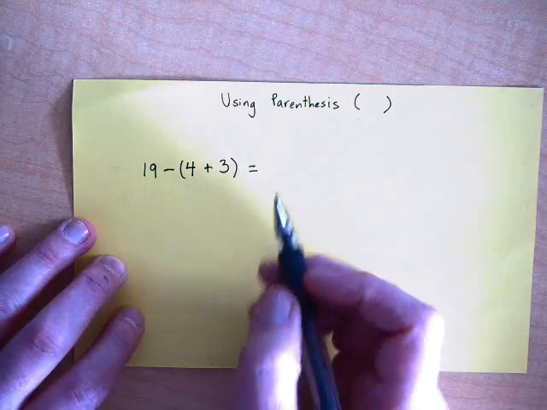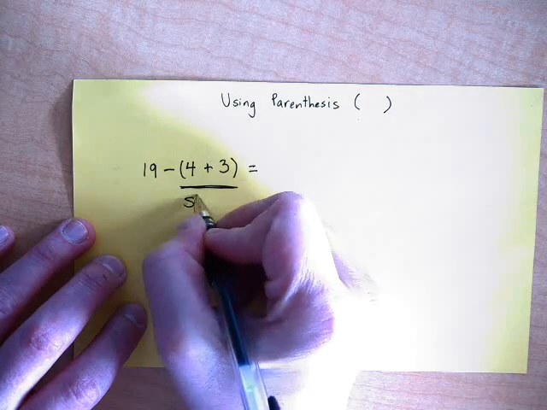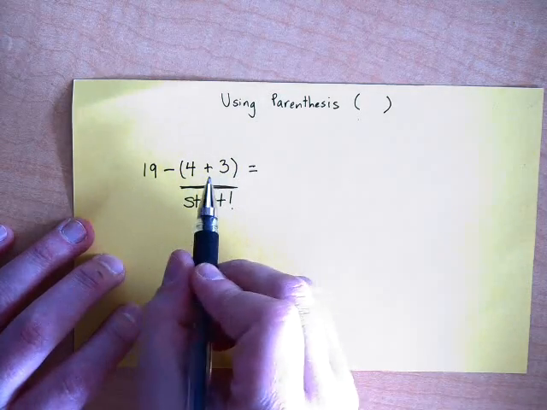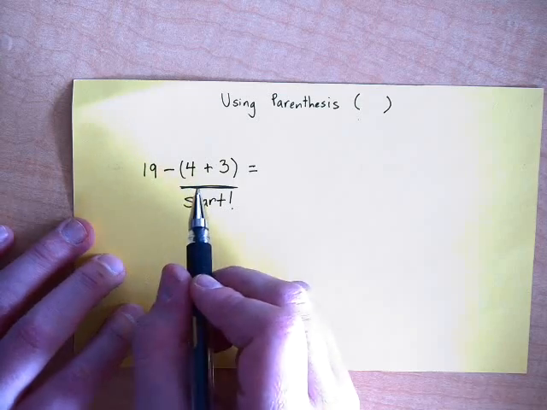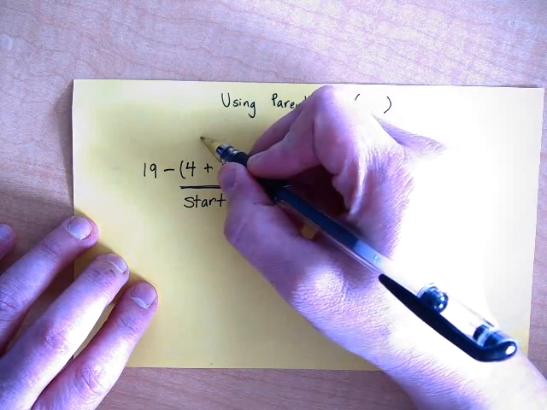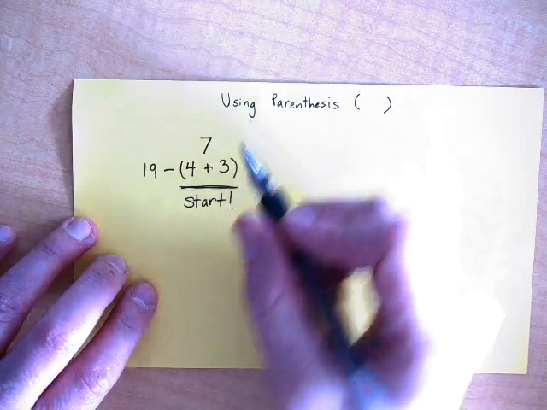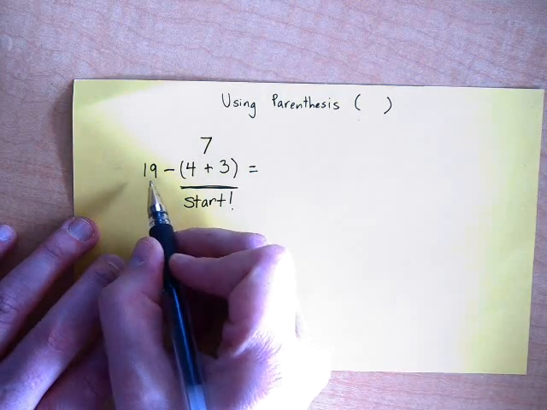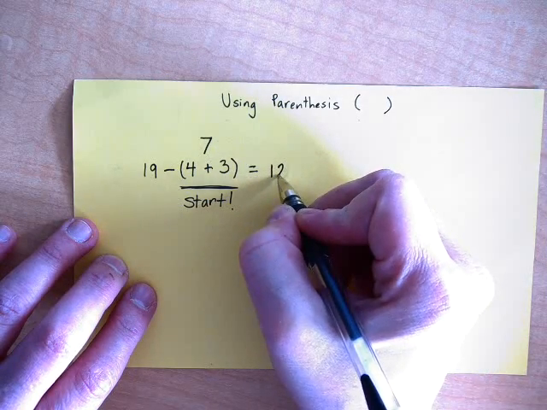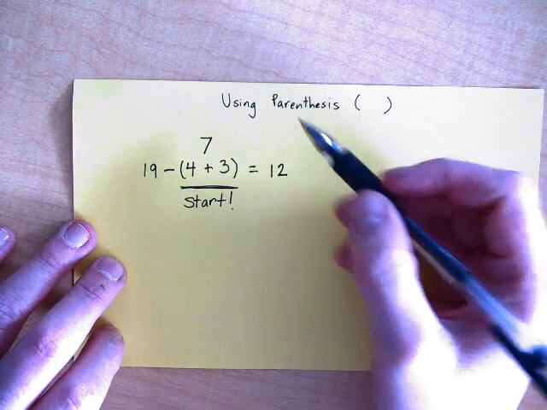You would be right. Always, always, always start with what's inside the parentheses, even if the parentheses are not the first things in the problem. Okay, always, always start with them. So 4 plus 3 is, you probably know, 7. Okay, 4 plus 3 is 7. So now we have a new problem, and our new problem is 19 minus 7. And 19 minus 7 equals 12. Alright, so that is how we do problems using parentheses.